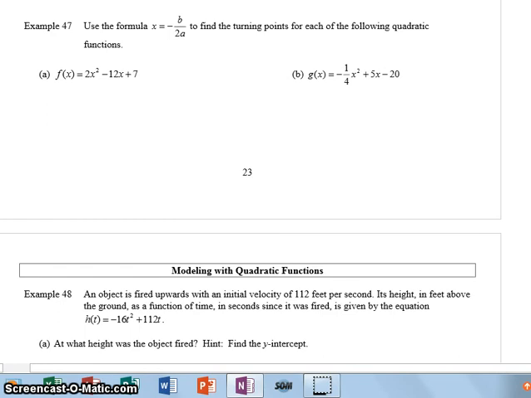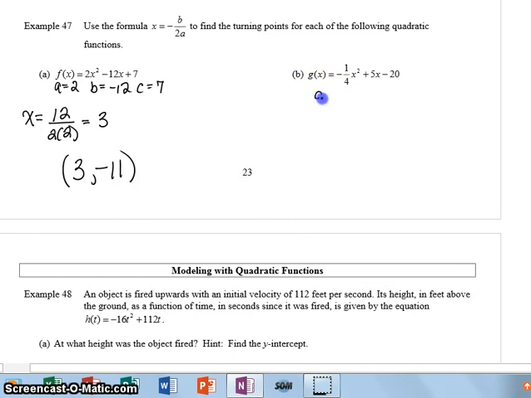All right, last example here. Use the formula x equals negative b over 2a to find the turning points for each of the following. So ready, a is 2, b is negative 12, and c is positive 7. So my x-coordinate is the opposite of b, so positive 12 over 2 times my a, which is 2. So I get 12 over 4, and 12 over 4 is 3. The easiest thing to do now is to store 3 as your x, and then just put that in your calculator. So my turning point ends up being 3, negative 11.